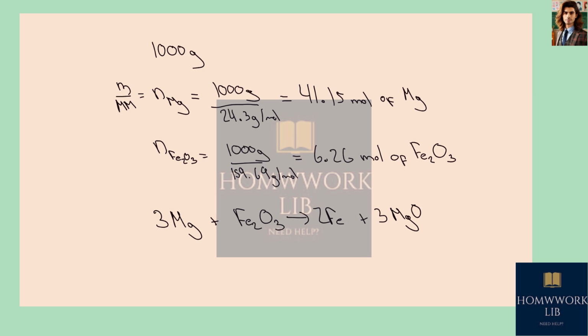So in order to know the limiting reagent, we have two ways. We know that there is a 3-to-1 relationship. So this amount of mole of magnesium corresponds to a maximum amount of 13.72 moles of iron oxide.